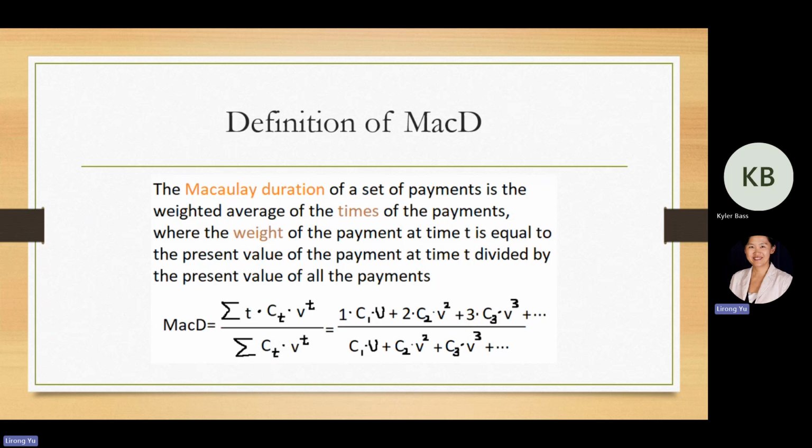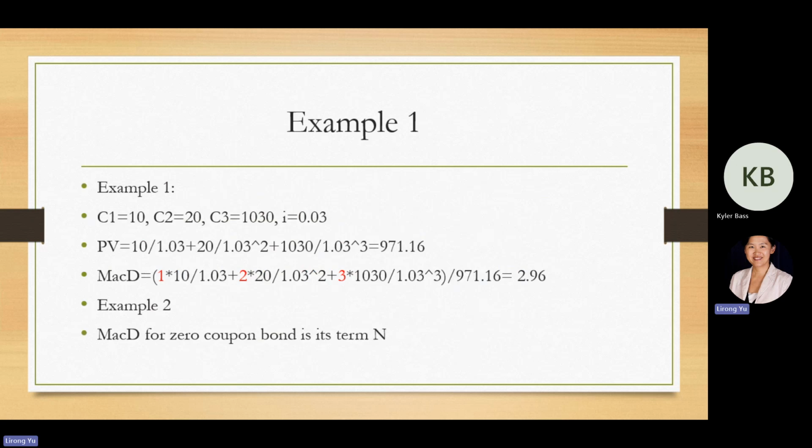Okay, so here is the little formula for Macaulay duration. If the cash flow CT is being made at time t, you have to discount it all the way back to time 0 to find the total present value. So the denominator is the total present value calculation. In the numerator, every cash flow is multiplied by the appropriate time, and then they are all added together. So that's why it's called a weighted average of the times. Any questions? That's the Macaulay duration.